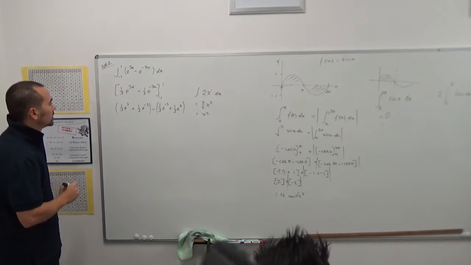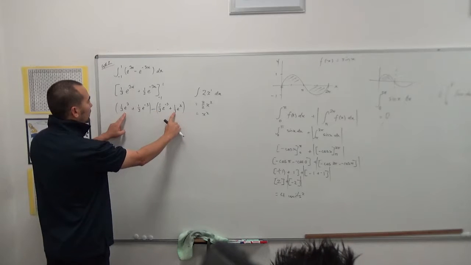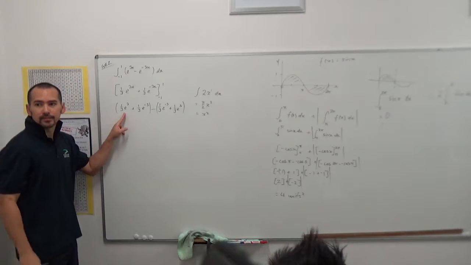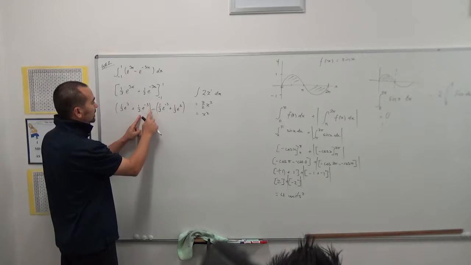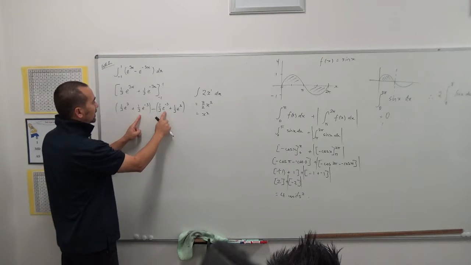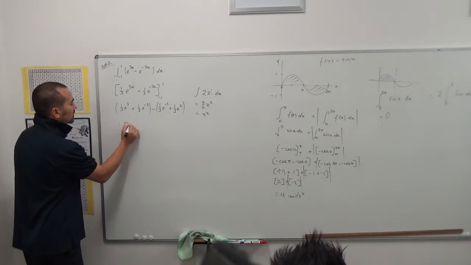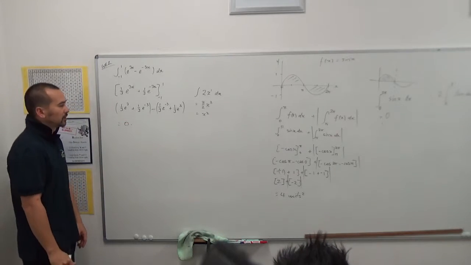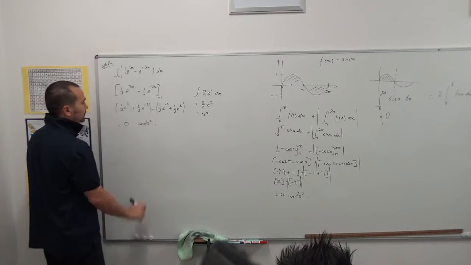Alright, so let's simplify this. 1/3 e to the power 3, take away 1/3 e to the power 3. That's going to cancel, isn't it? And over here I've got 1/3 e to the -3, take away 1/3 e to the -3. So really all this is going to cancel. We're going to get 0 area. Don't forget your units. So that's the answer.